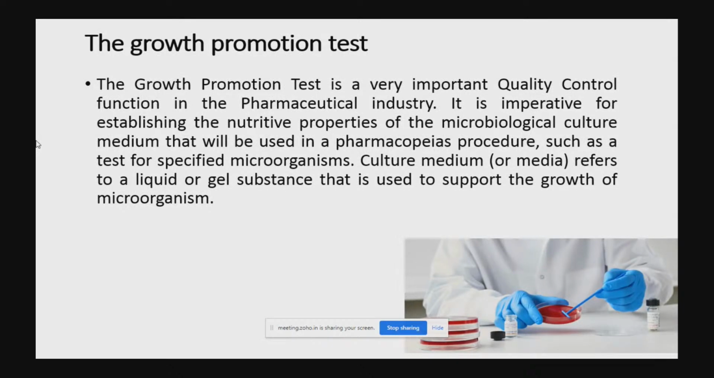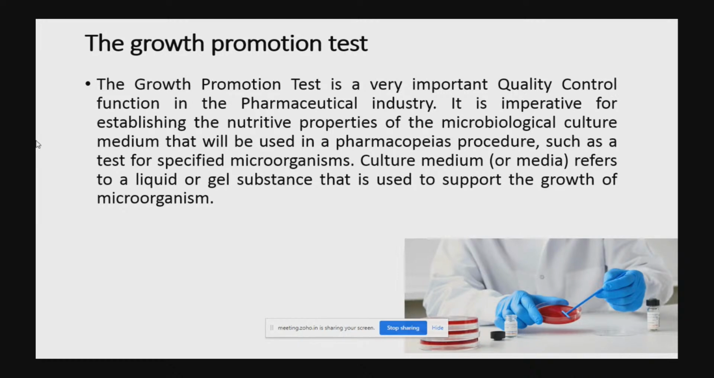But what kind of tests do we need to follow in the pharmaceutical industries? Right now we go one by one. What are the tests utilized in pharmaceutical microbiology? First of all, the growth promotion test. What is the growth promotion test?